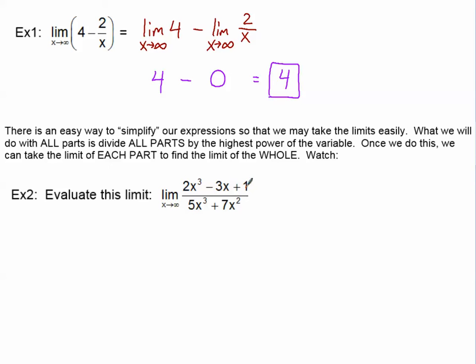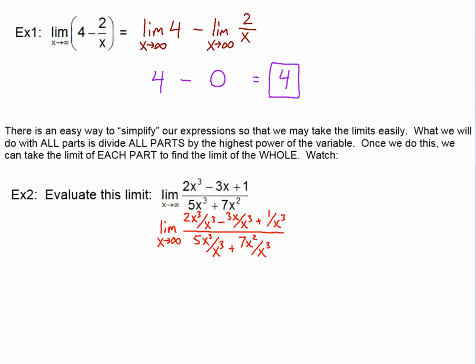So I'm looking at all 5 of these parts, and the biggest power that I see is x cubed. So I'm going to take each of those 5 parts, rewrite my limit symbol, and divide each part by x cubed. So I'm going to take 2x cubed and divide by x cubed, take negative 3x and divide by x cubed, and take the 1 and divide by x cubed. I'm going to take the 2 parts in the denominator, 5x cubed, and divide by x cubed, and 7x squared, and divide by x cubed. So I'm going to take every part and divide by x cubed.